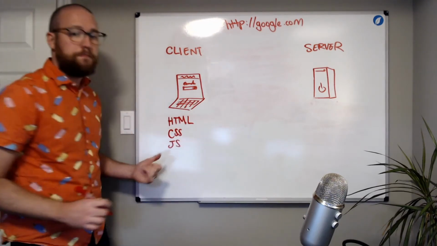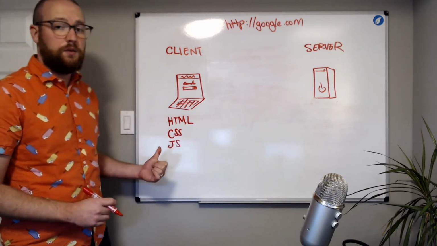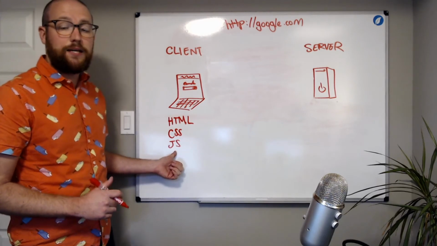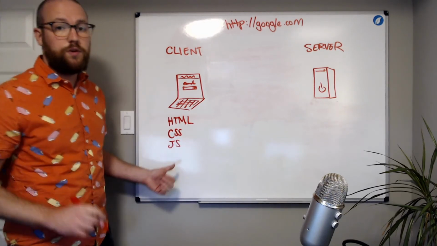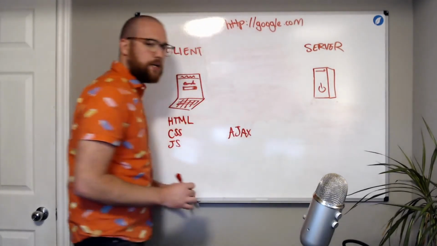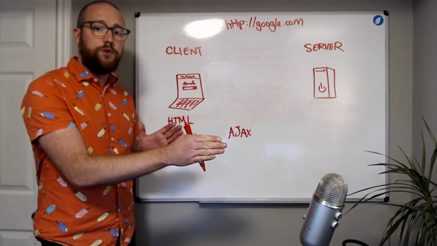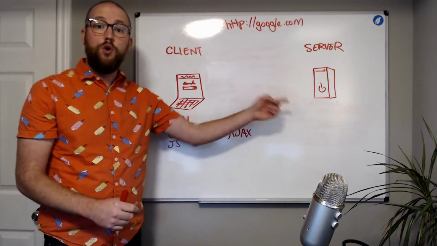JavaScript, the world's most popular client-side language that can do most of the web, right? A lot of things on the web. This all happens client-side, with the exception of what's known as Ajax. Ajax is known as asynchronous JavaScript and XML, and really what that is, is a way for JavaScript to communicate back and forth to the server, to make requests for new information.